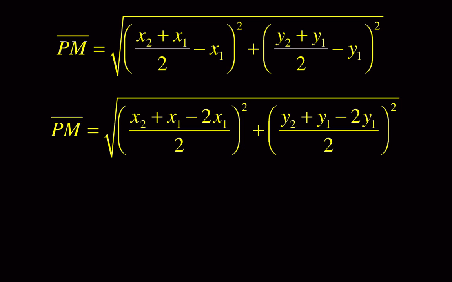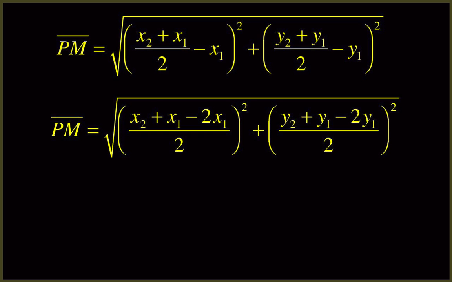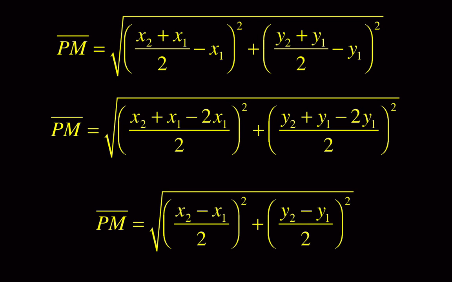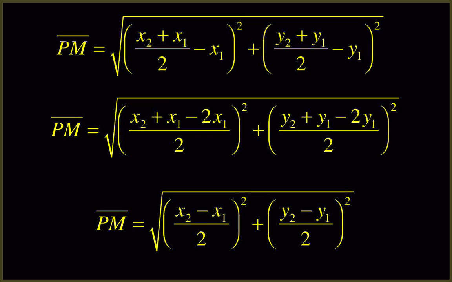Now what I'm going to do is look at this part right here and realize that x1 minus 2x1 is just negative x1. Same thing over here. y1 minus 2y1, that's also equal to negative y1. So that's how I get to right here. This piece right there combines to equal that, and this piece combines to equal that.